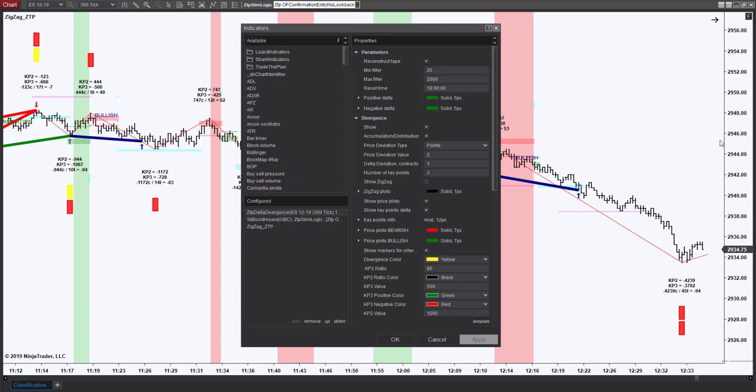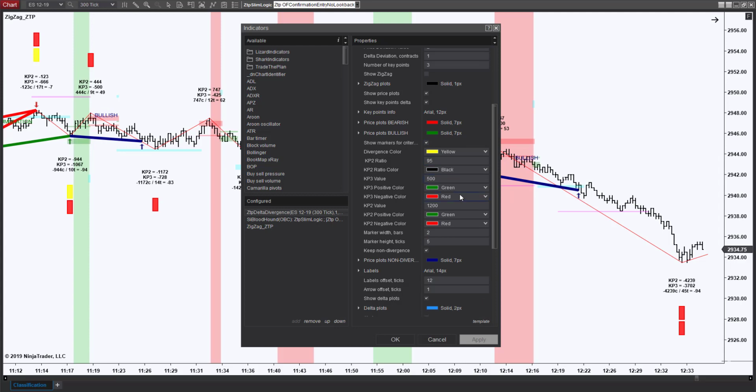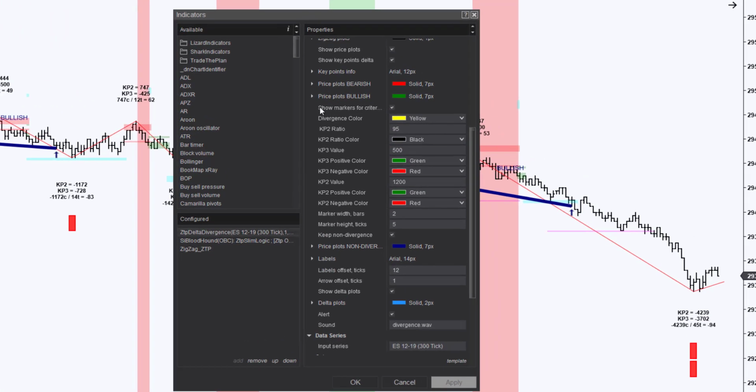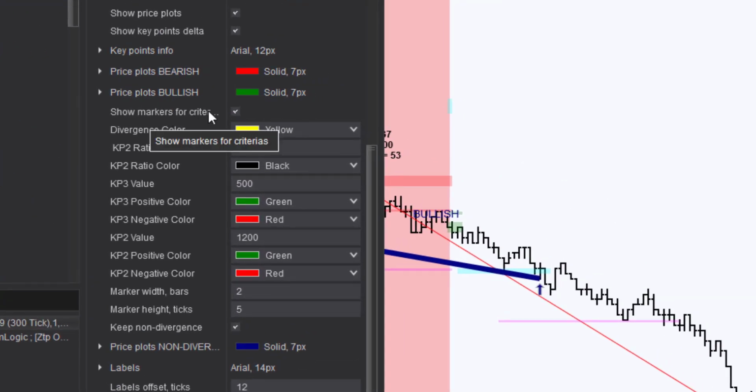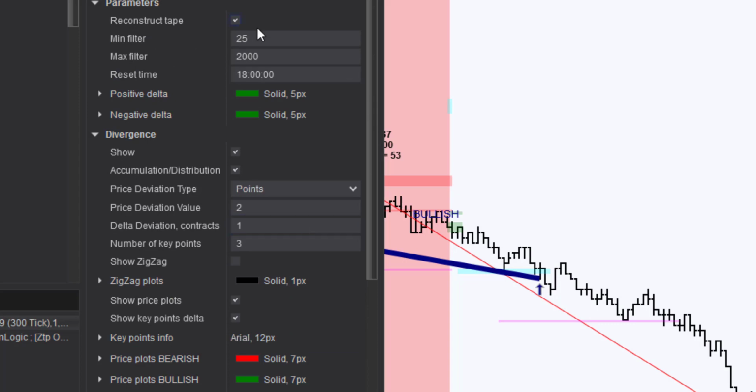The main difference in the indicator is going to be this section down here, which starts with show markers for criterias, and you're going to want to check that. I have placed the KP2 ratio at 95, the KP3 ratio at 500, and the KP2 value at 1200. This is going with the settings to reconstruct the tape, a minimum filter of 25, and a price deviation value of 2.